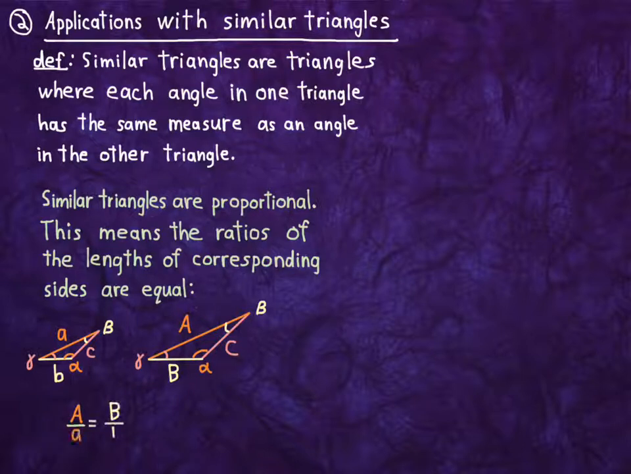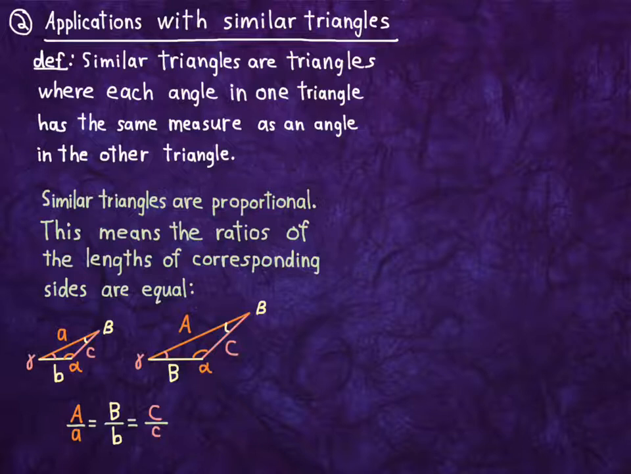So what does that mean? It means A over a equals B over b equals C over c. And you can put the other one on top as well: little a over big A, little b over big B. I just tend to put the bigger numbers on top. Usually the arithmetic turns out easier that way. Not always, but usually. And capital C over little c.